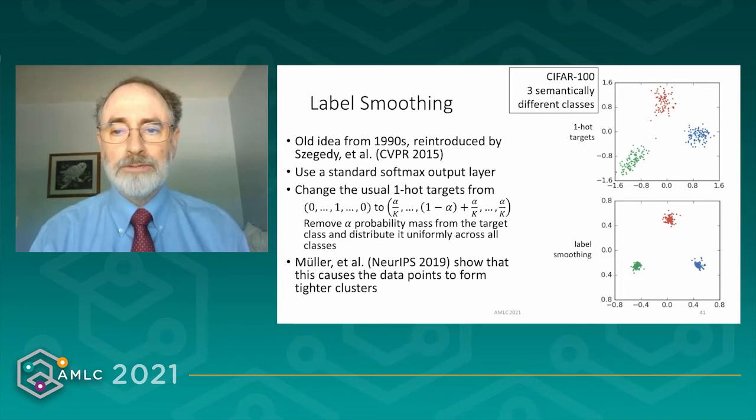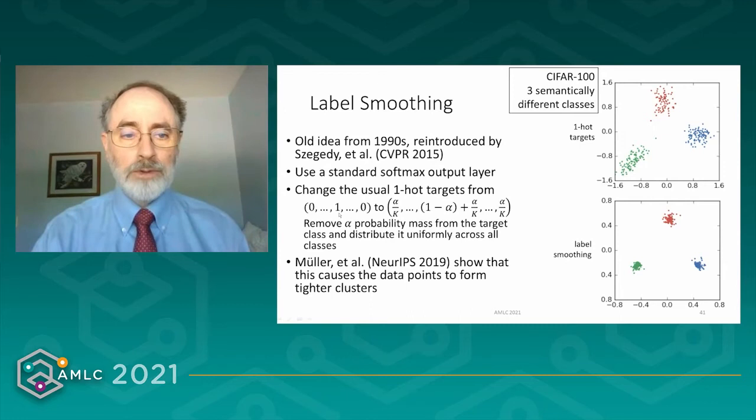And the idea is to use the standard softmax output layer, but instead of using the usual one-hot targets, which is all zeros except for a one for the target class, we are going to steal probability mass alpha from that class and spread it uniformly across all the other classes. So now the other classes are trying to hit a target of alpha over K for the incorrect answer, and 1 minus alpha plus alpha over K for the correct answer.